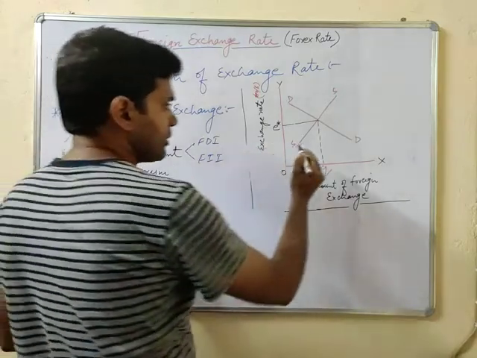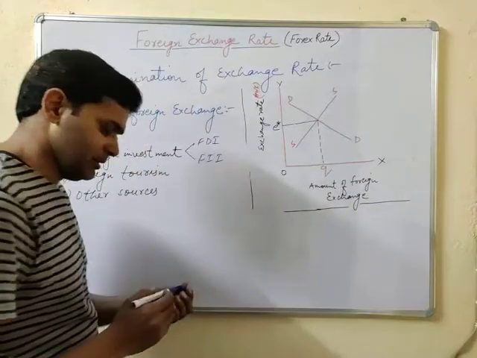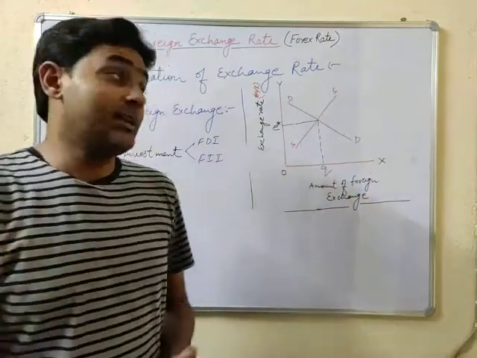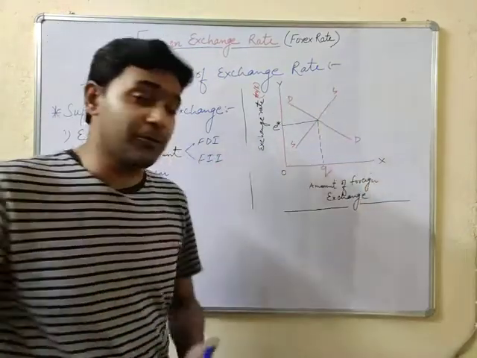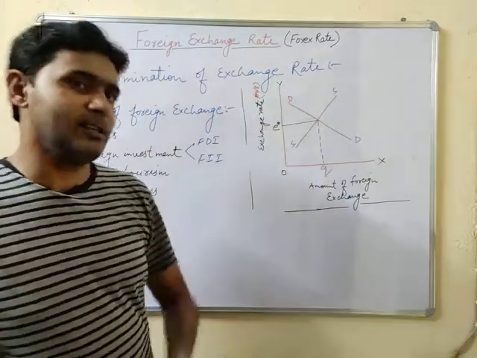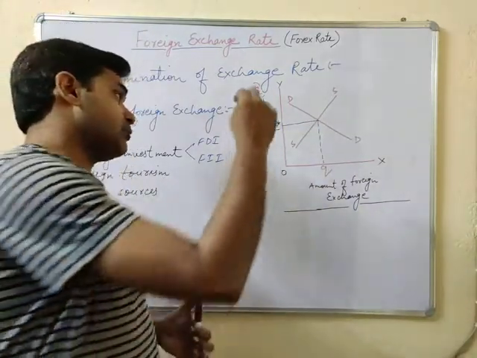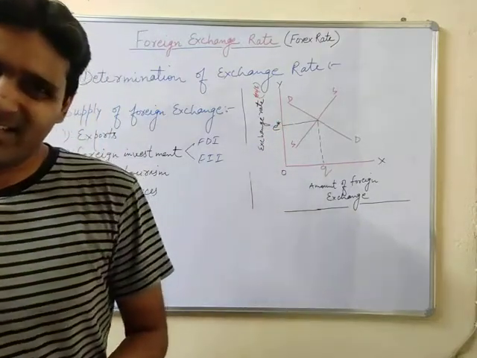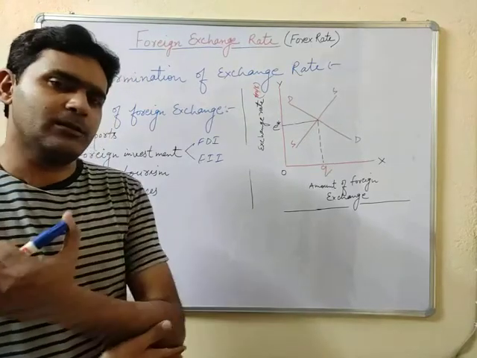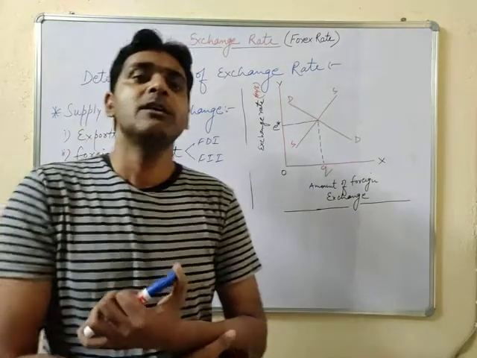Now if we look at this diagram, the demand curve slopes downward. As we know, the slope of demand curves goes downwards, and the downward slope shows the negative relationship between price and quantity. Of course, if the exchange rate increases, the quantity will decrease. How will it happen? See what will happen. If the exchange rate increases, it means that our domestic currency has depreciated.